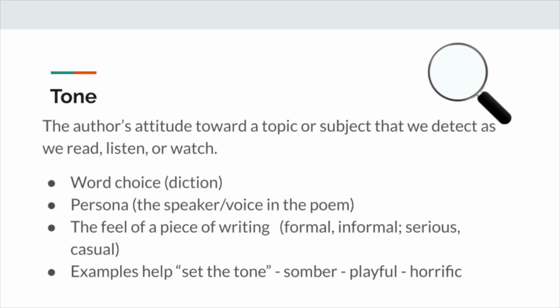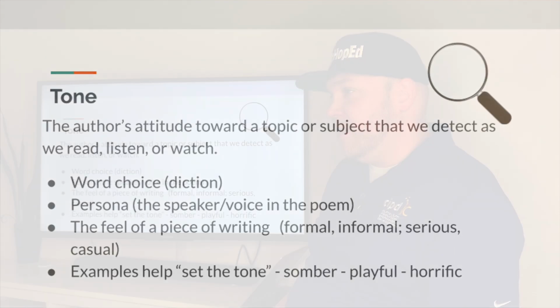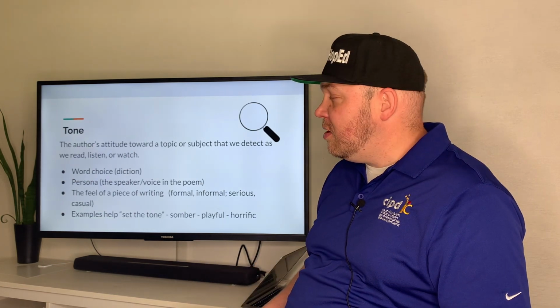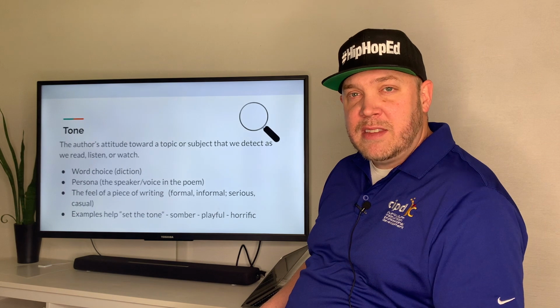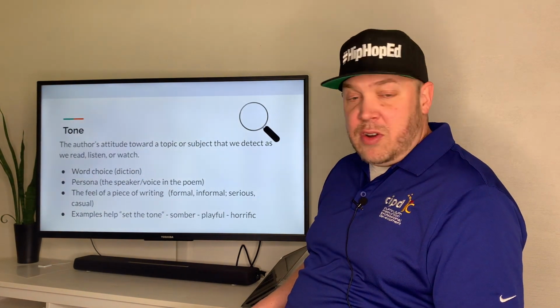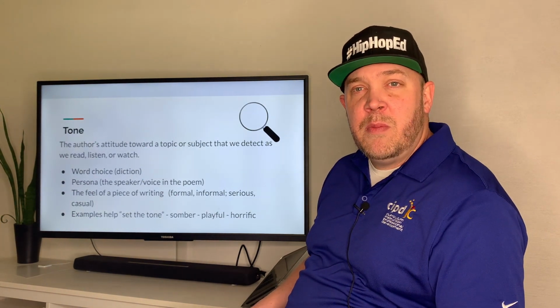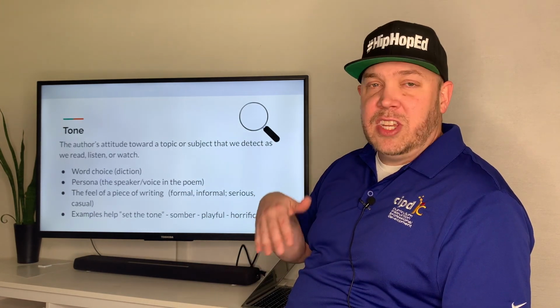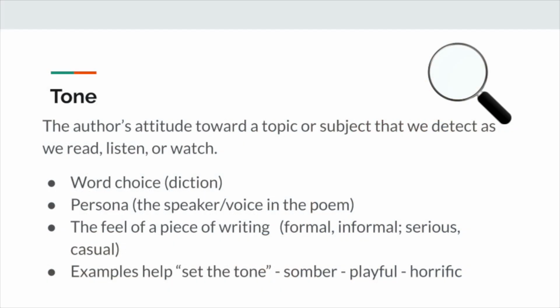Okay, tone is the author's attitude toward a topic or subject. We detect this actively as we read, watch, or listen to something. It's based mostly on word choice because that's what authors use to paint and portray. The words that they choose are the most valuable and powerful in that situation. So the persona is often part of a poem if it's narrative or if it explores the thoughts of maybe an inner character that aren't just the poet, but a voice that the poet is personifying, and that's where the word persona is based.